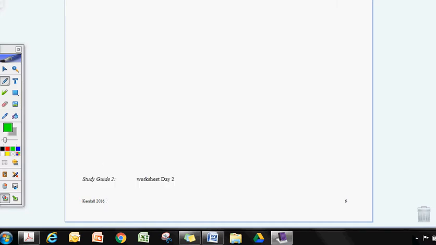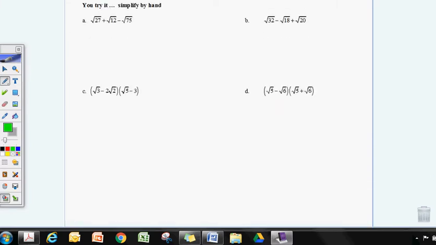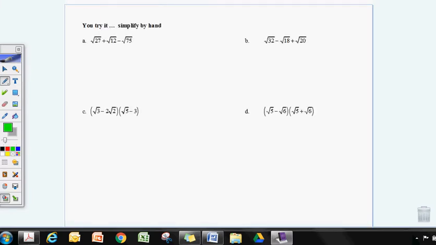Okay, so on to this last page of You Try It. I'd like you to turn off the video and try A, B, and then you can turn the video back on, or you can try them all and work it out. So turn it off, try them by yourself. Okay, so remember for the adding and subtracting, we simplify and then we add. So simplify, add or subtract.